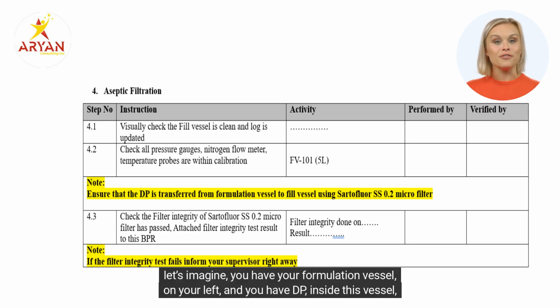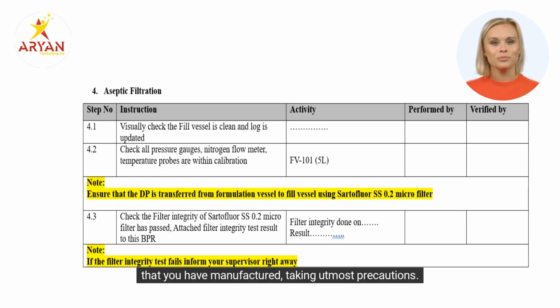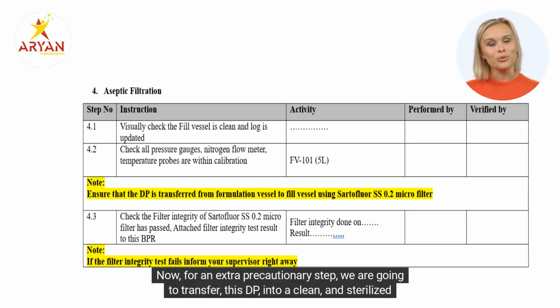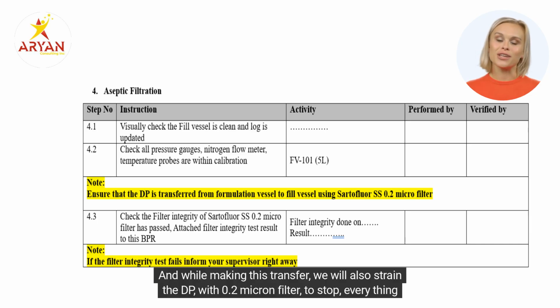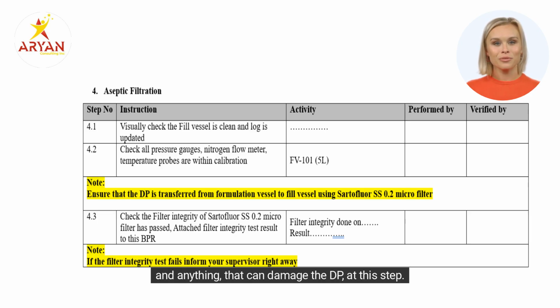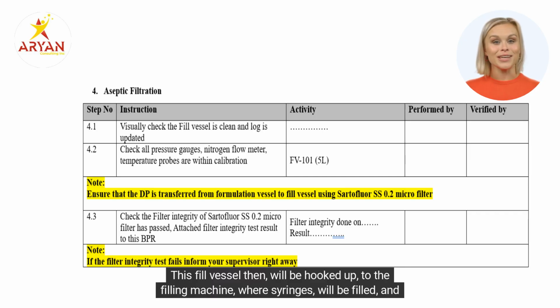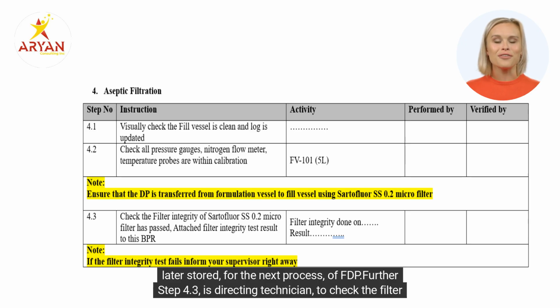Let's imagine you have your formulation vessel on your left and you have DP inside this vessel that you have manufactured, taking utmost precautions. Now, for an extra precautionary step, we are going to transfer this DP into a clean and sterilized fill vessel. And while making this transfer, we will also strain the DP with 0.2 micron filter to stop everything and anything that can damage the DP at this step. This fill vessel then will be hooked up to the filling machine where syringes will be filled and later stored for the next process of FDP.